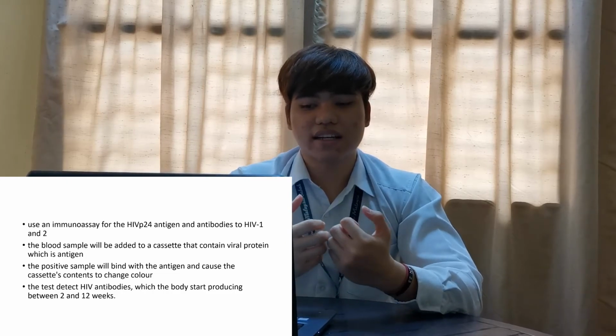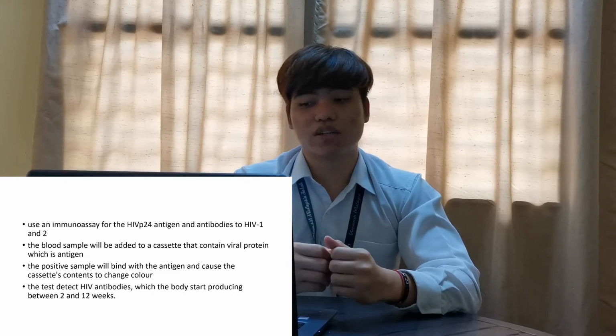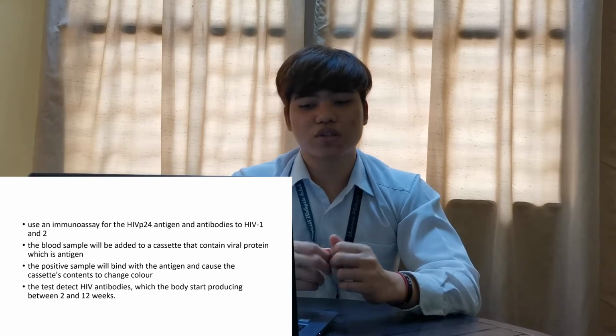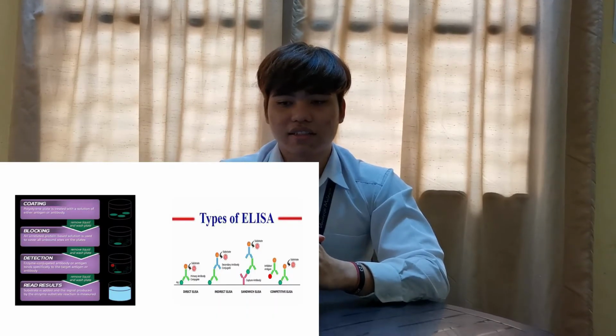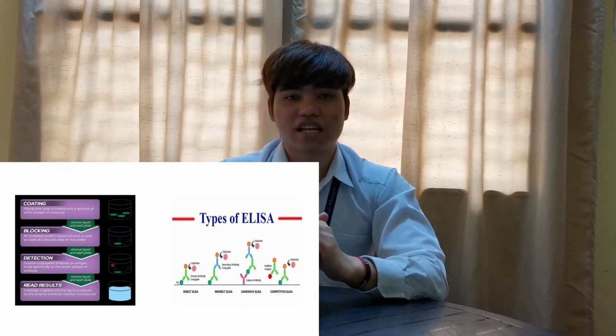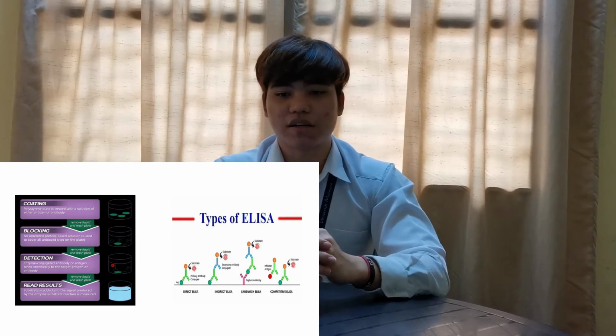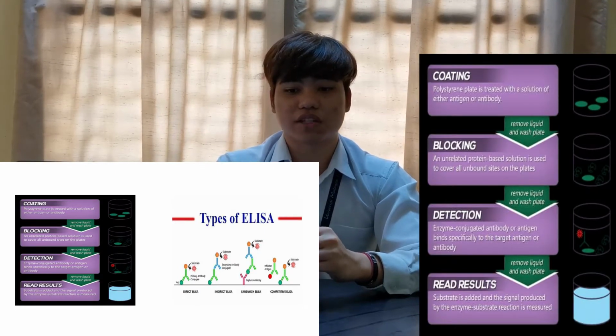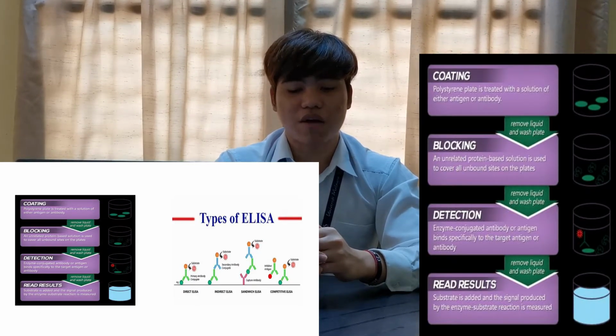So the test detects HIV antibodies, which the body starts producing between 2 and 12 weeks. Next, I will present some pictures related to the ELISA assays. So the first picture presents how the ELISA assay mechanism proceeds. There are 4 steps, which are coating, blocking, detection, and read results.